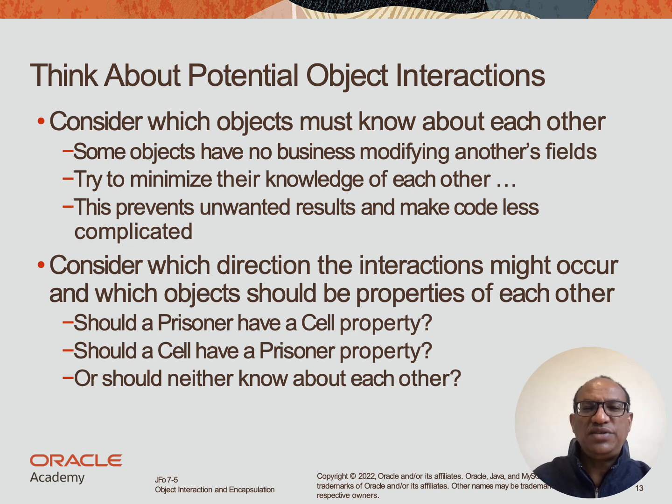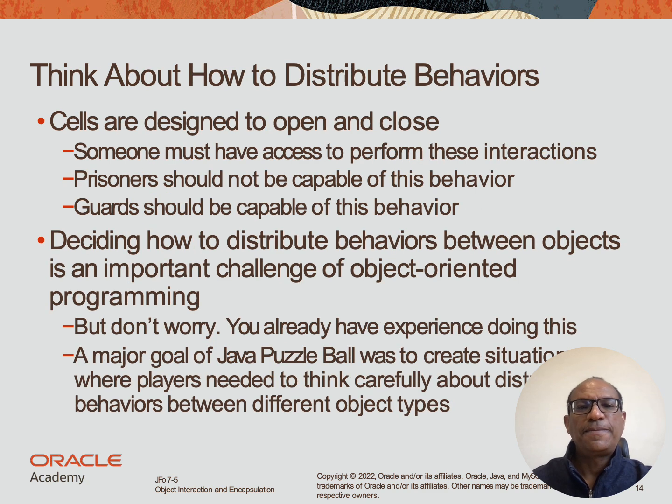So now we have to ask these important questions. Which objects should really have access to each other? Should prisoner know about cell? Should cell know about prisoner? Should neither? The goal here is separation of responsibility, also known as encapsulation. Think about this. Cells are meant to open and close, sure, but who should be allowed to trigger that behavior? Not the prisoner, of course, but definitely the guard.